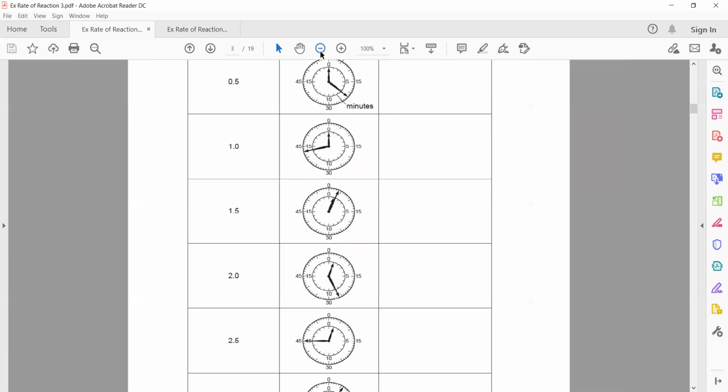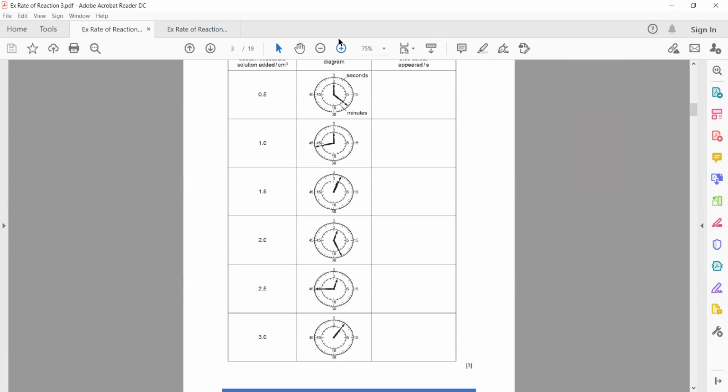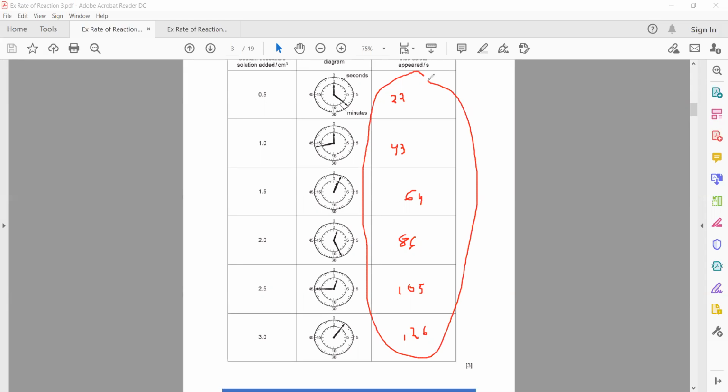So you have to complete this table. What are the values here? The first value was in seconds only, so it was 22. The second value was 43. The third value is 64. The fourth value was 86. Then it was 105 and then 126. So these are the numbers, the time taken by the blue color to appear.